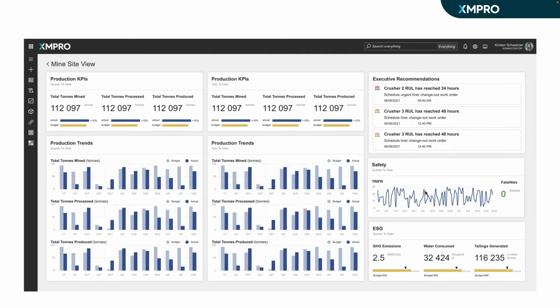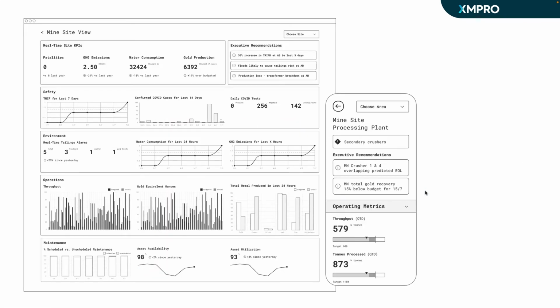So these are all key things, and it doesn't always have to be that high fidelity. When you look at this, this is around my real-time site KPIs: how well are we doing on the four things that I get compensated or incentivized on as the GM of a mine, and what does it break down into in detail. And again, it's all about these executive recommendations, so that when we have a challenge, we know exactly how to respond.